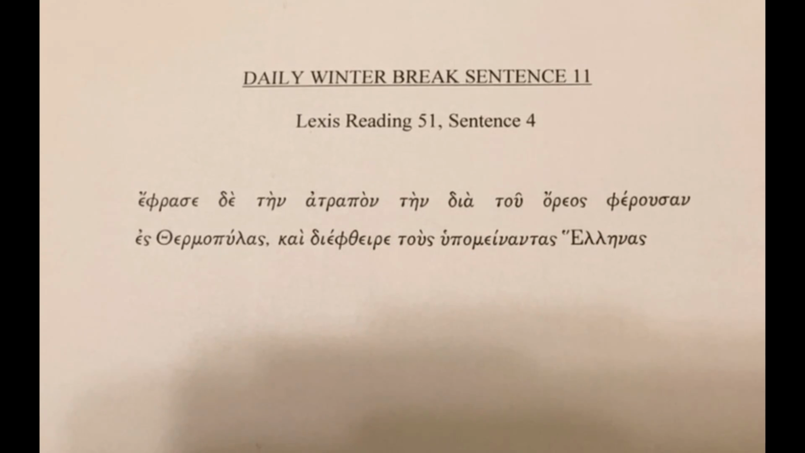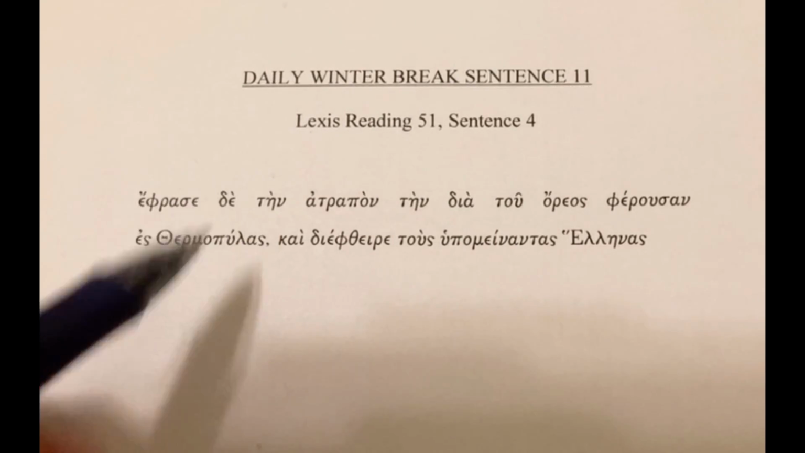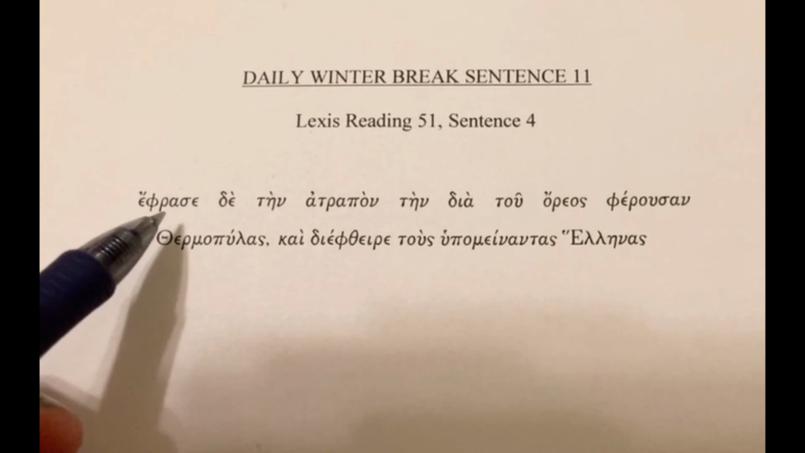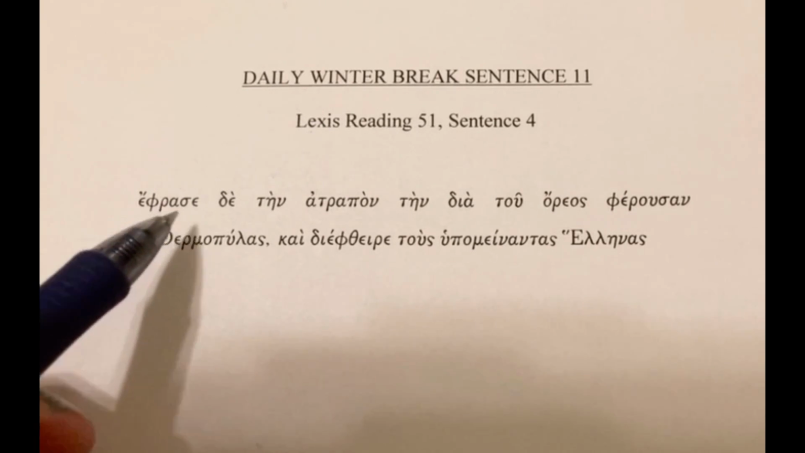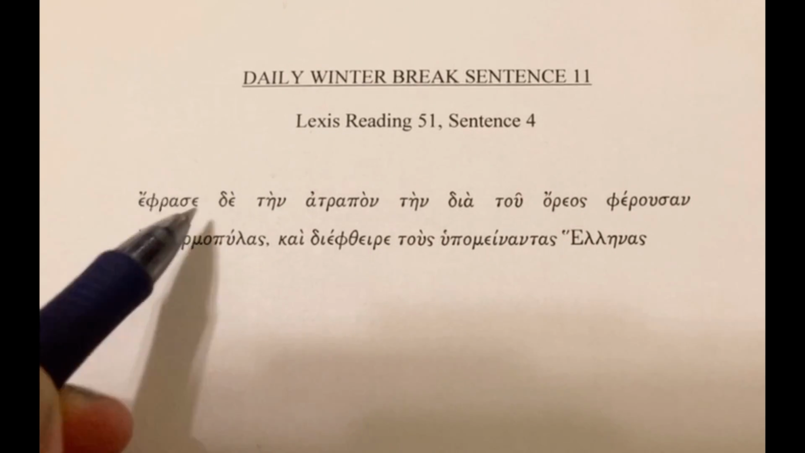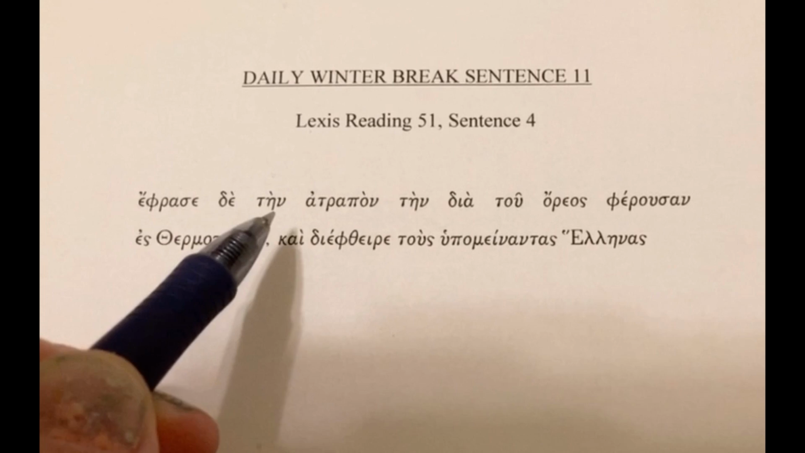All right, so pause the video, see what you can make of this sentence, and then we'll translate. As usual, first word, de, and, or but. Then ephrase. The base here is phra. Whenever you see phra, you point it out. So the meaning of this is to point out or to show. And he pointed out, he showed, tain atropon, the path.